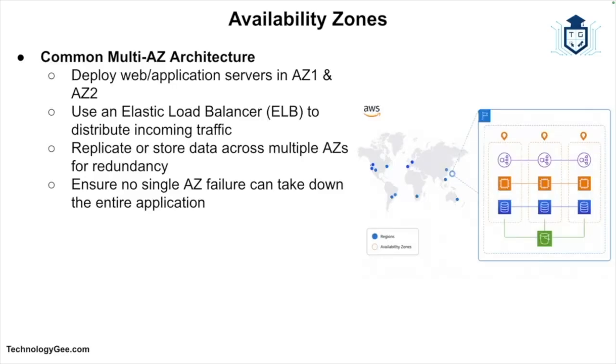Now, exactly how would you use AZs? Well, in practice, you might run web servers in AZ1 and AZ2. You might use a load balancer to distribute the traffic, and then you might store data redundantly across the AZs. And if you do all of that, then guess what? You will have a resilient architecture.